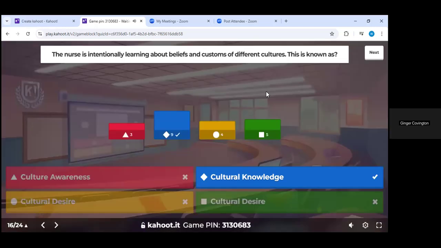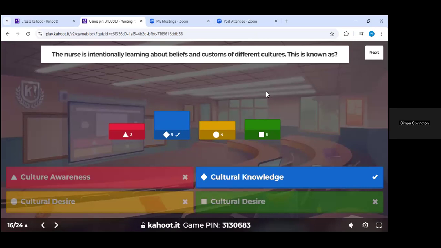Okay, so make sure you go back and take a look at those. If you think about the cultural desire, I usually have to start at the top of it in my mind: cultural desire is the motivation. They have that desire to want to learn about culture. Cultural awareness is going to be them.